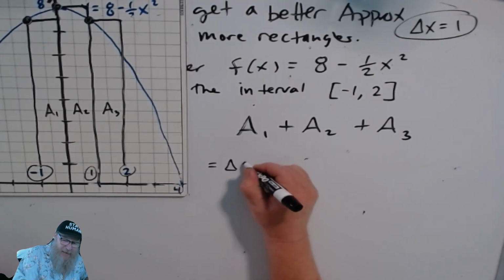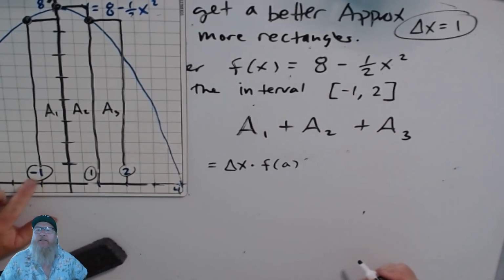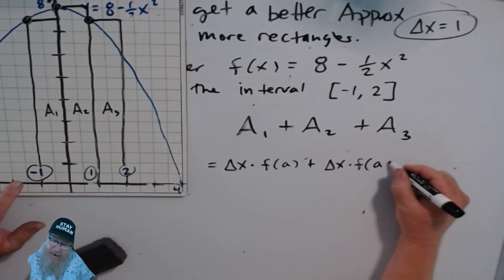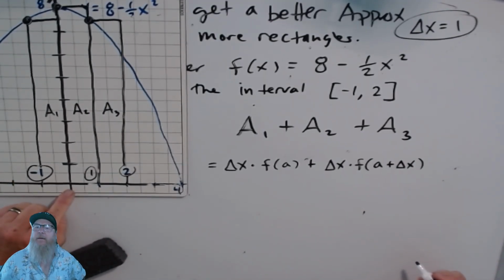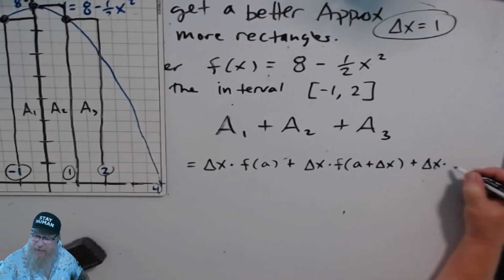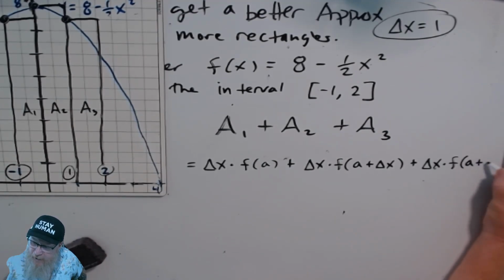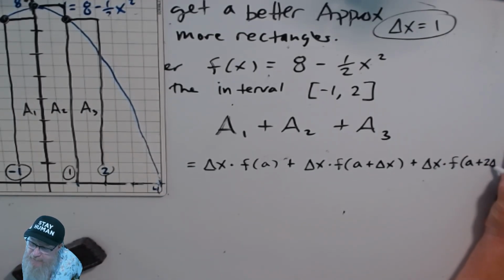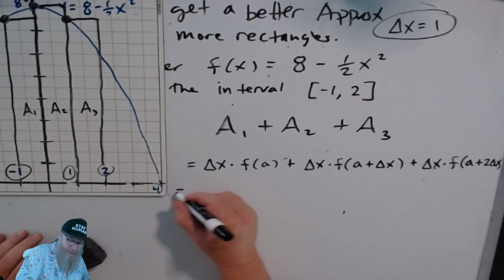So that's going to be delta x times f of A, which is -1, plus delta x times f of A plus delta x, plus delta x times f of A plus, I'm running out of room, 2 delta x. Sorry about that. Maybe I'll rewrite that in a second.